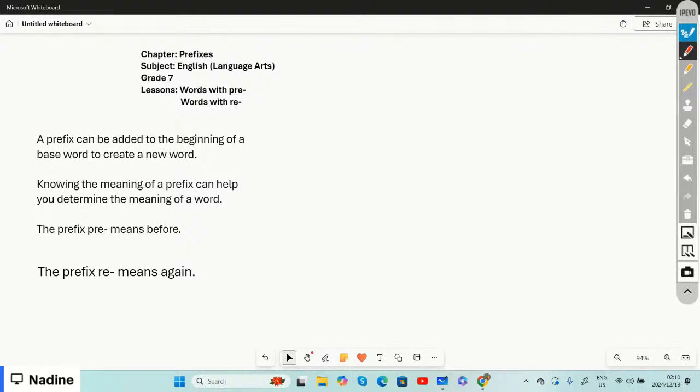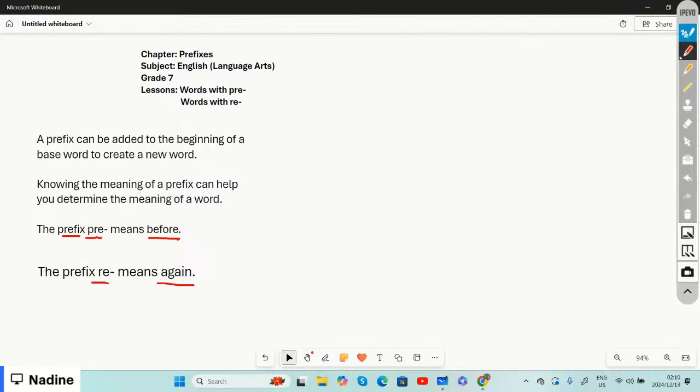So now we come to our prefixes. The prefix pre means before. So this prefix pre means before. And also we have a prefix re. And the prefix re means again. So these are words that you will add at the beginning of your base word, and will basically change the meaning of the word.